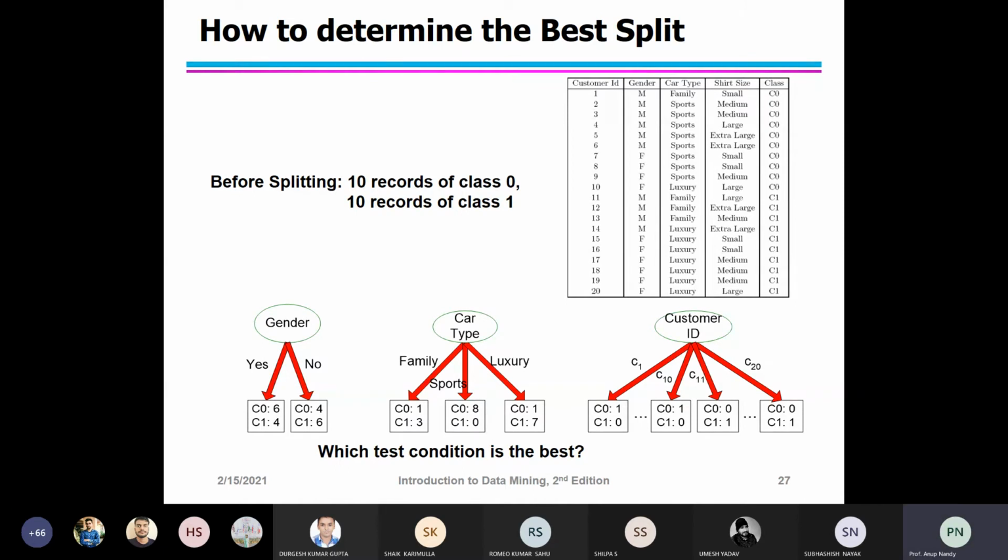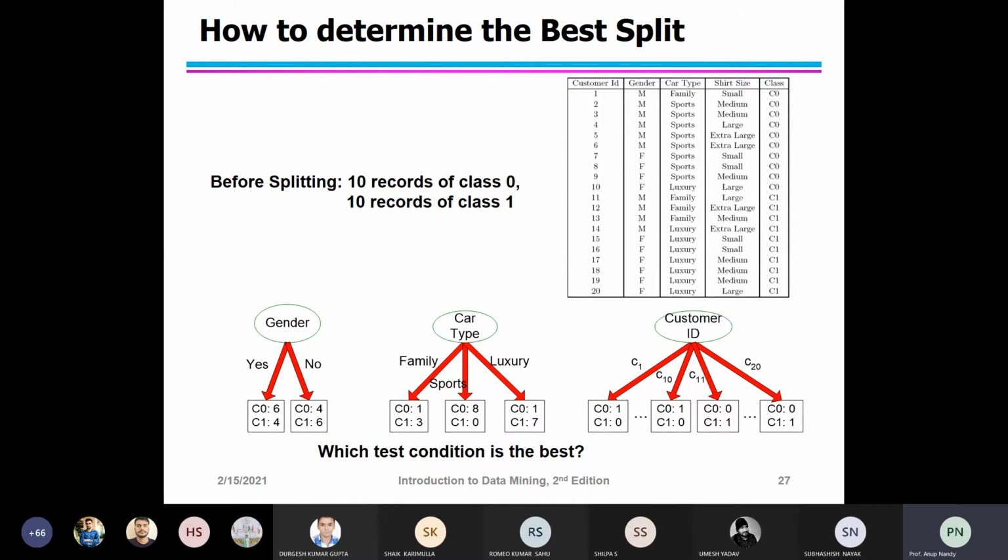The example is gender. If you take gender, there is a male and female concept. It is a two-class classification problem. What are you going to do? You have to take each and every attribute.